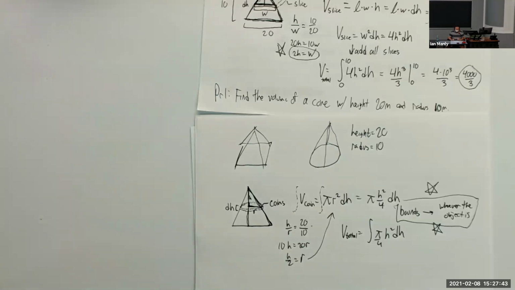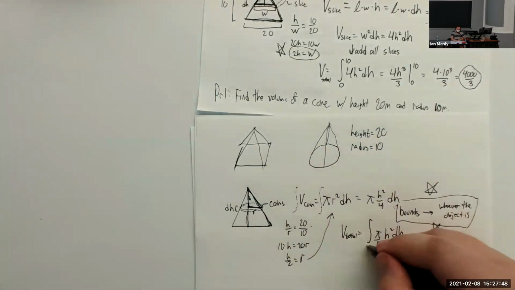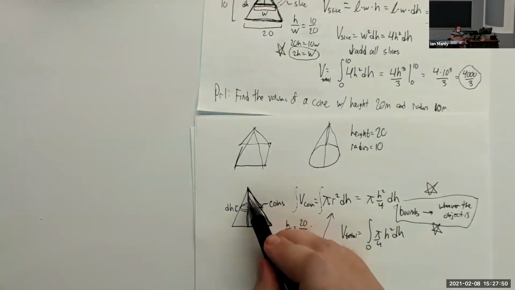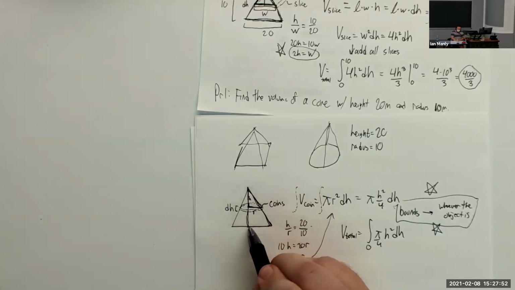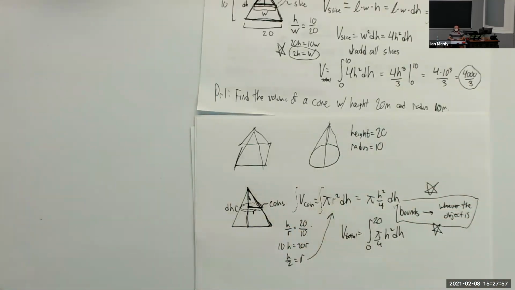All right, so let's think about this. h equals 0, that's going to be the very tip of our cone. So we're going to start there. And then we can go up to 20 down from the top. That's going to hit the base here. So our integral is going to be from 0 to 20 in this case.